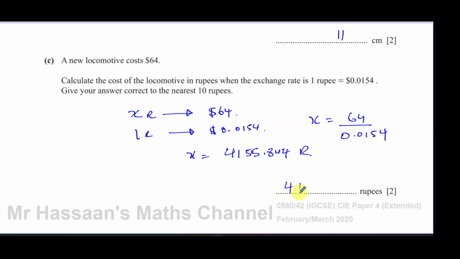So you get 4,160 rupees. Okay, you can think of it as 4,155.8 rupees. To the nearest 10 is closer to 4,160 rupees. Okay, so there's the answer for part C of this question. Now we're going to go on to part D.